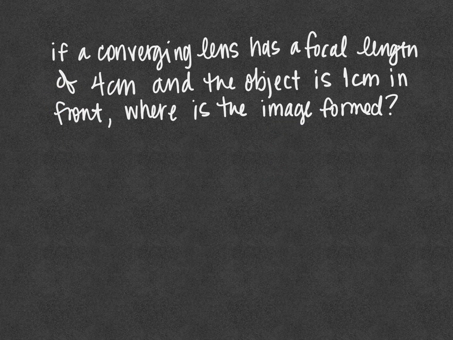So let's say a converging lens has a focal length of 4 centimeters and the object is 1 centimeter in front, where is the image formed? So we're going to use the same equation that we've used before, 1/dO + 1/di = 1/f.